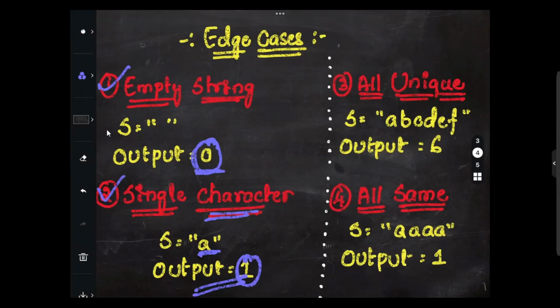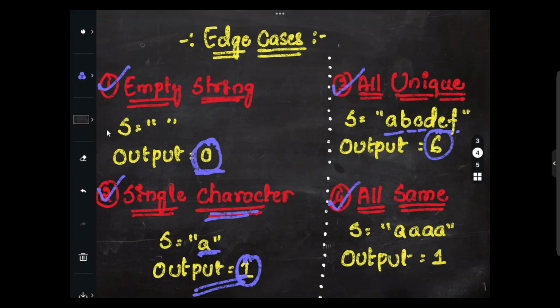We are done with the first and second edge case. Let's move on with the third edge case, nothing but all unique. When I say all unique, we have all the unique characters here, right? You can clearly see A, B, C, D, E, F. So every character is unique, so the entire string is valid. The length will be quite obviously 6 here, right?